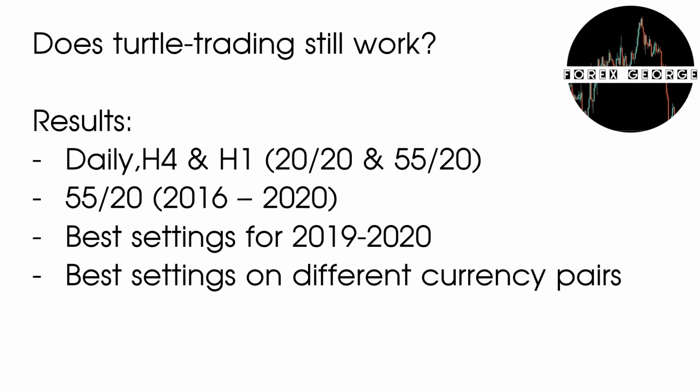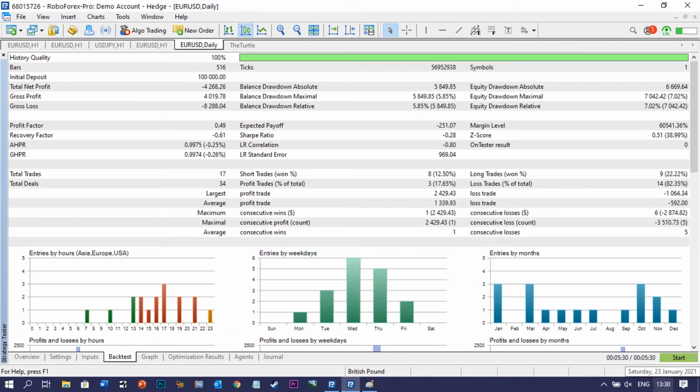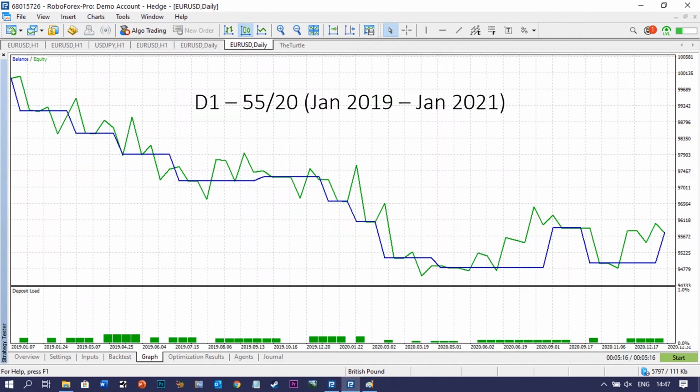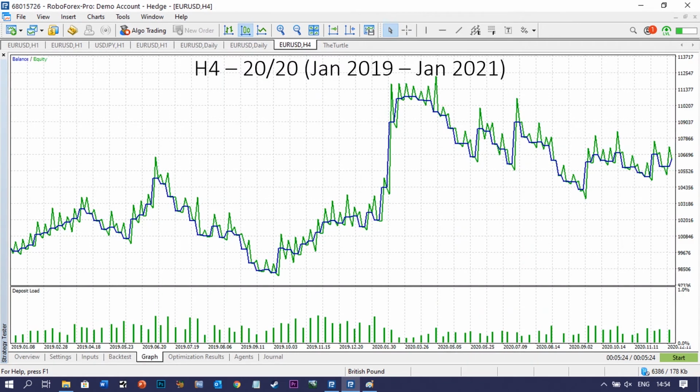Okay, so if we start, we look at the daily 20-20 system from 2019 to 2021. You would have made a loss. You would have made a 4.2% loss. So it's not worth it. If we look at the daily, the 55-20 system for the same time period, you would have also made a loss, almost the same. It's a 4.2% loss that you would have made. If we look at the 4-hour time frame, this is the first profitable system or time frame.